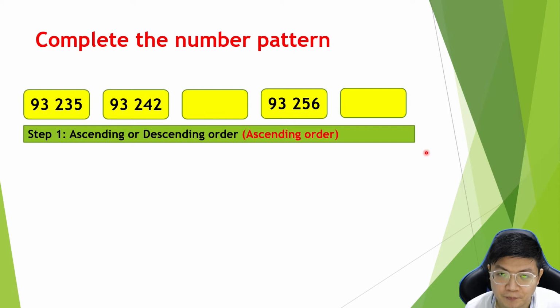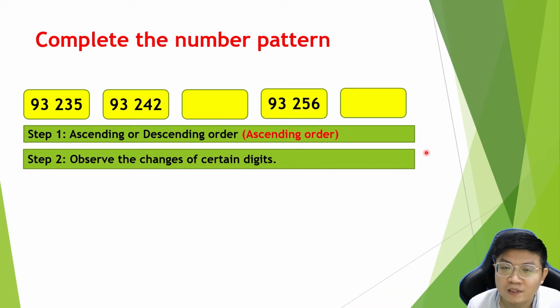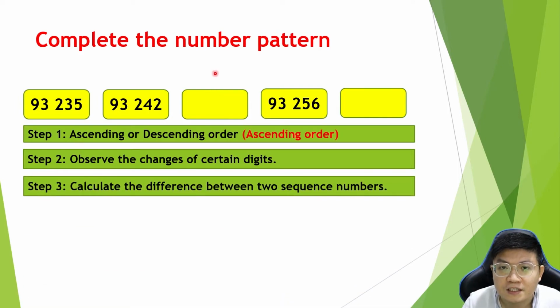It's getting bigger. So second step, you observe the certain changes of the digits. I can see 93235, 93242, and 93256. So the changes are 35 here, 42 here, and 56. The rest are the same, right? So third, you calculate the difference between two sequence numbers. I'm taking these first two to do the calculation. I will not take the second and fourth, it's too far. So you just take two sequence numbers and do the calculation.